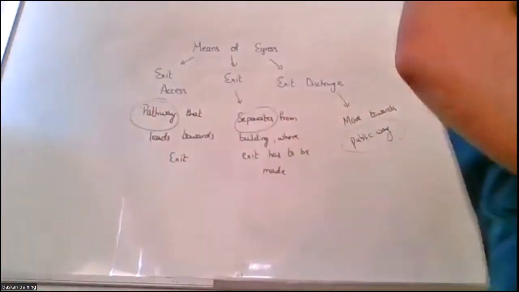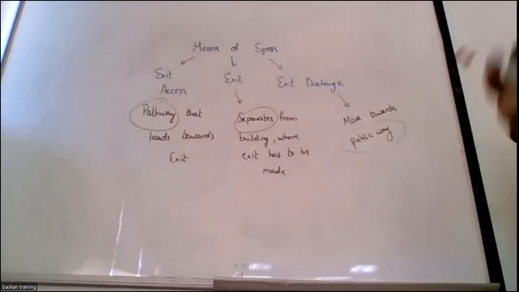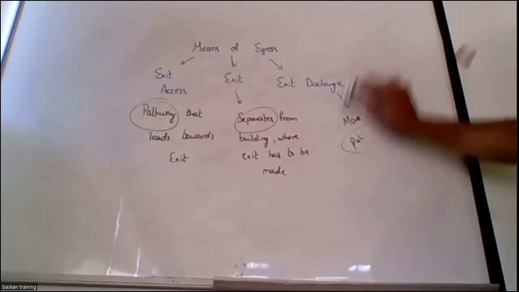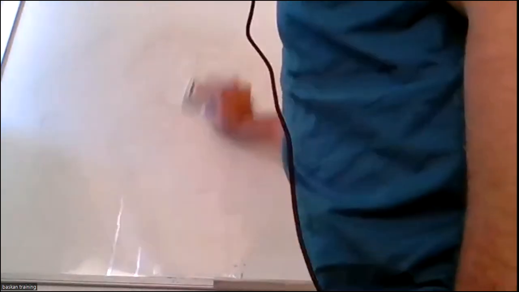So we'll discuss various types of means of egress. What are the components of means of egress? We'll see doors, stairs, horizontal exits, escalators, moving walkways, and elevators. We'll discuss all these components, starting from doors.